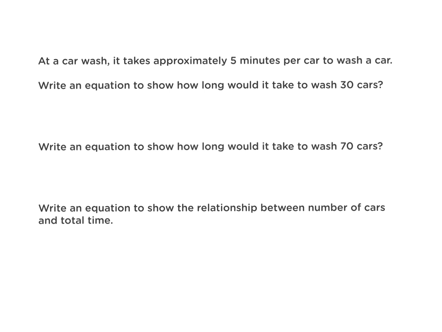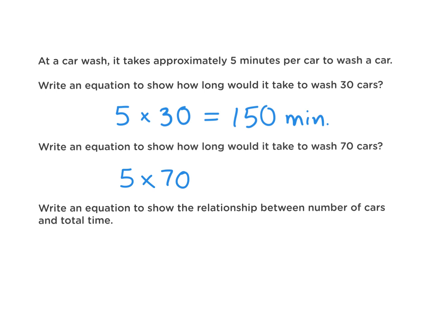So if it takes approximately 5 minutes per car to wash a car, and I want to wash 30 cars, I would think about doing 5 times 30 to get us 150 minutes, because every car is 5 minutes and I have to do that for 30. If I want to think about how long it would take to wash 70 cars, I would do 5 times 70 and I would get 350 minutes.